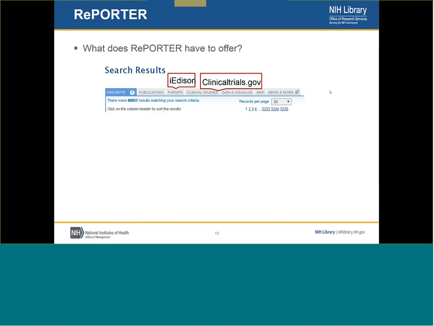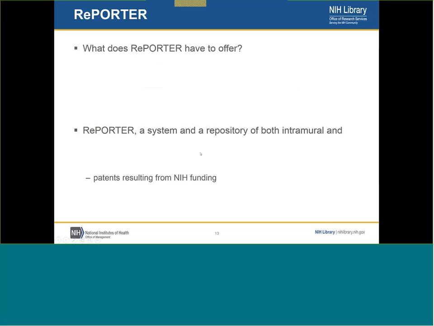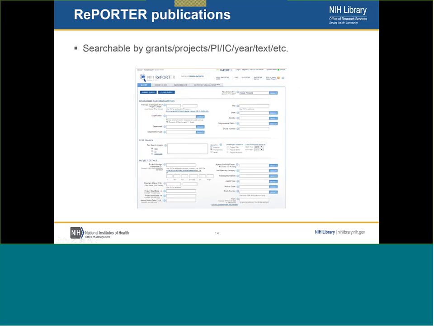But as I mentioned, when we do bibliometrics, our first focus is on publications, so I'm going to focus on this part. How do we search publications? You can see that for publications here, you have a lot of fields that you can search. You can search by grants, by projects, by PI, by IC, by year, or even put in specific text to do a search. So any field that is here, you will be able to search.